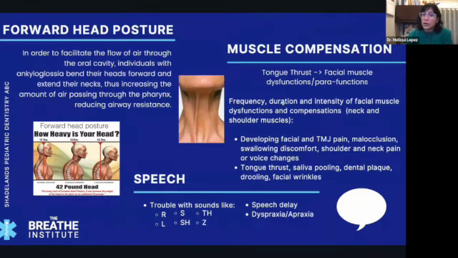Now, one of the things we haven't talked about is muscle compensation and head forward posture. So muscle compensation is when your tongue is not doing what it's supposed to do, your other muscles will come in to do the work for it. And if this happens over time, you can see that your head is actually really heavy. And in dentistry, we have an issue with forward head posture.